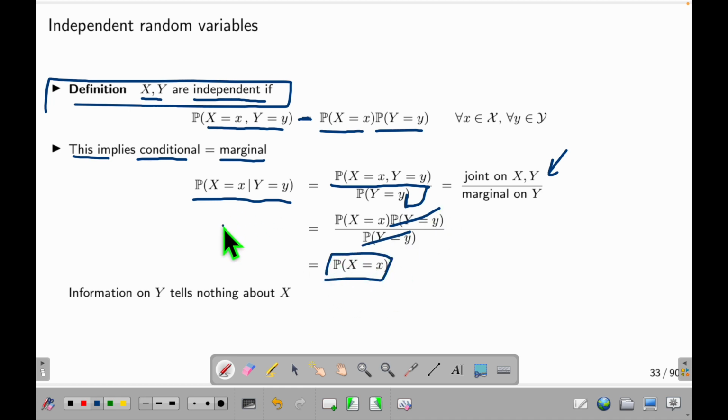So what does it mean? It means the probability of x given that we know y is the same as the probability of x. It means the information of y tells nothing about x.